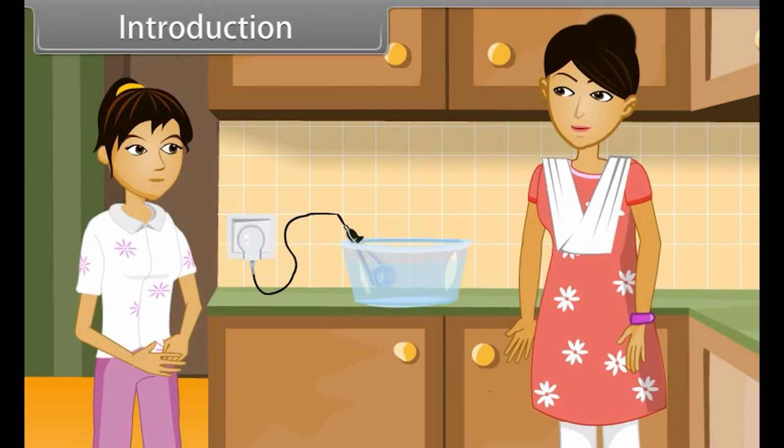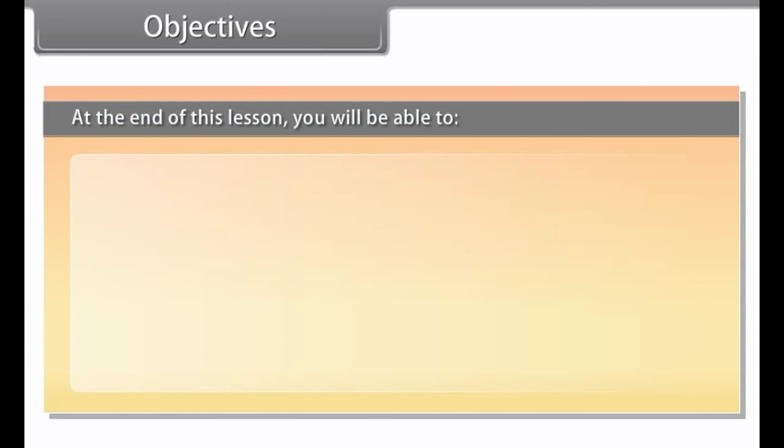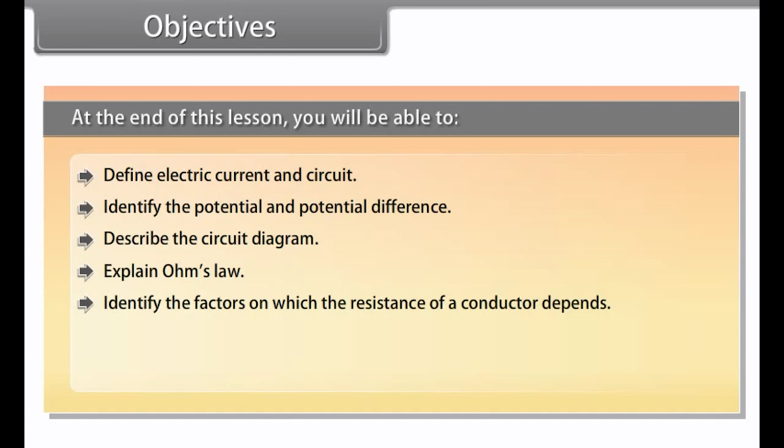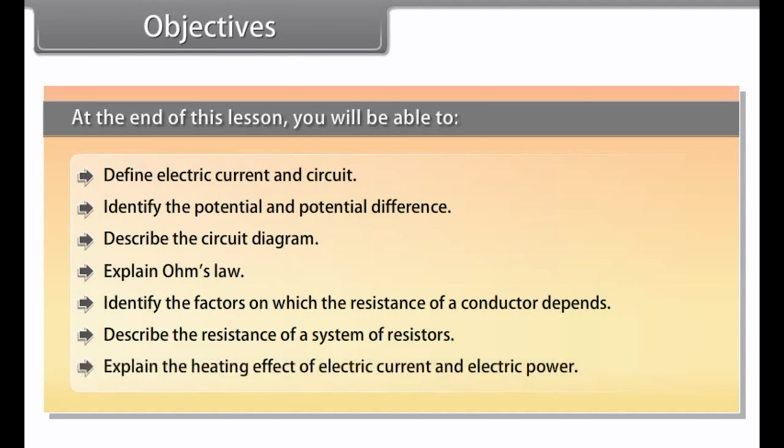Children, in this lesson, you will learn about electric current, electric circuits and effects of electric current. Objectives. At the end of this lesson, you will be able to define electric current and circuit, identify the potential and potential difference, describe the circuit diagram, explain Ohm's law, identify the factors on which the resistance of a conductor depends, describe the resistance of a system of resistors, explain the heating effect of electric current and electric power.